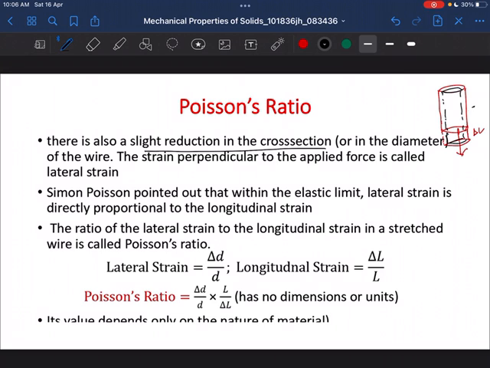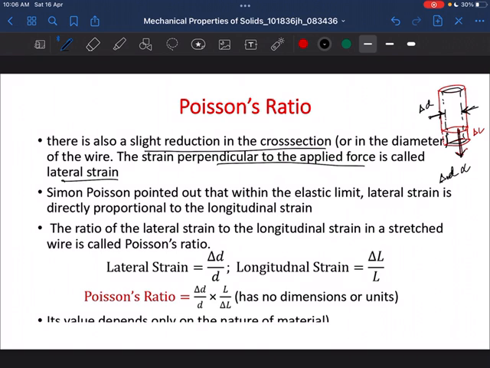And what you see is that the lateral strain we have is perpendicular to the force applied. तो the strain perpendicular to the applied force से perpendicular जो strain हो रहा है, it is known as the lateral strain. तो Simon Poisson pointed out that within the elastic limit lateral strain is directly proportional to longitudinal strain. तो यहाँ पर जो lateral strain है उसको हम लोग del D लिखते हैं because diameter reduce हो रहा है basically यहाँ पर, तो del D is directly proportional to del L.